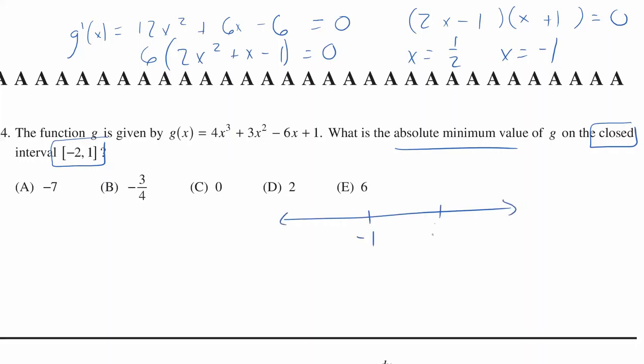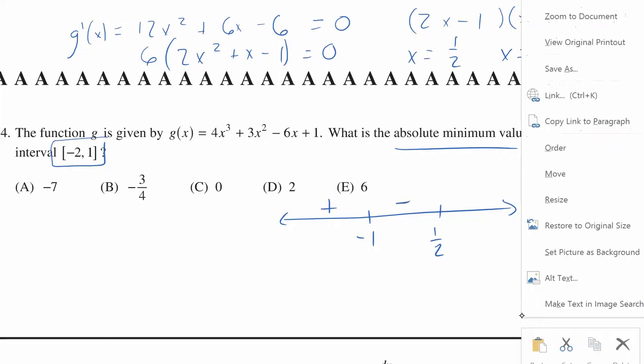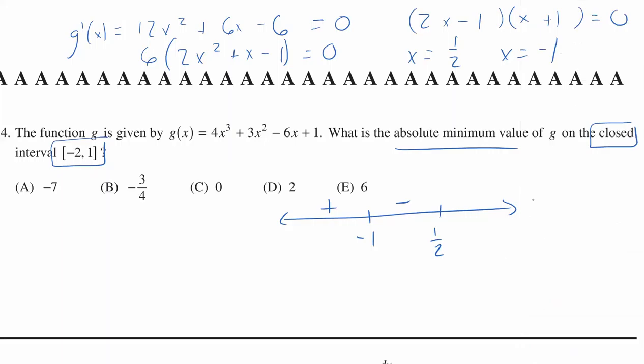-1, 1/2. So if I go lower than -1, I'm going to get a negative times a negative, which is a positive. If I put a 0 in, I get a negative times a positive, which is a negative. And if I put a number bigger than that in, I get a positive again. So we should know our graph looks something like this. So I do have a minimum here.